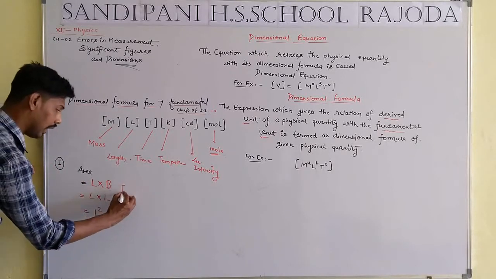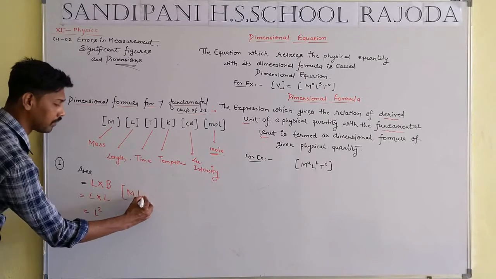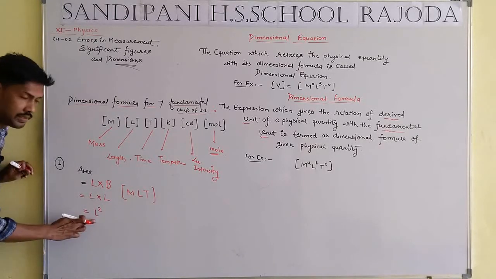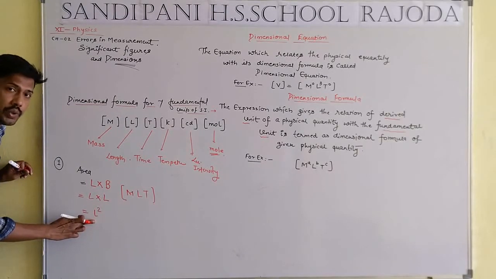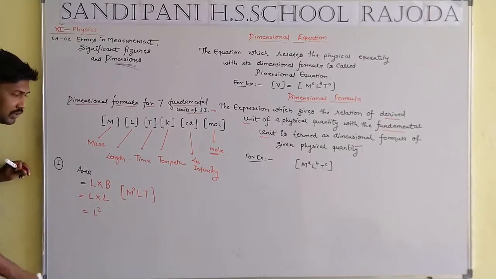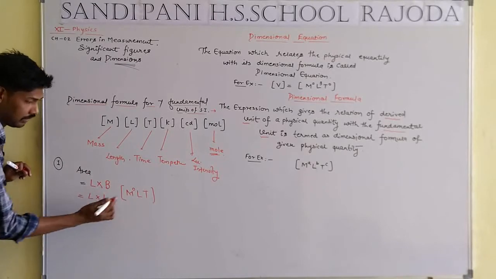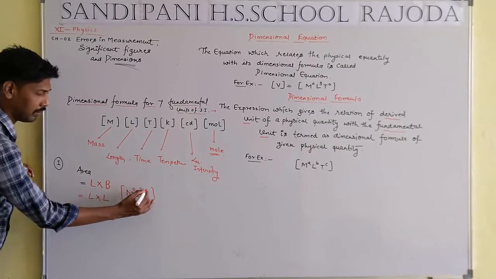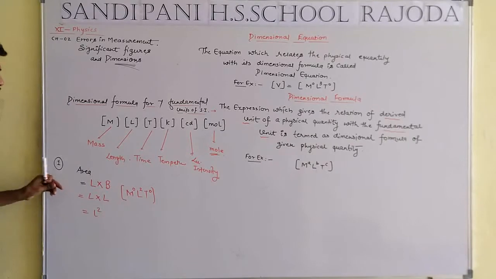So the dimension formula of area: here mass is not there, so mass will be equal to 0. The quantity of mass will be equal to 0, L will be equal to 2 and T will be equal to 0. A small example related to area.